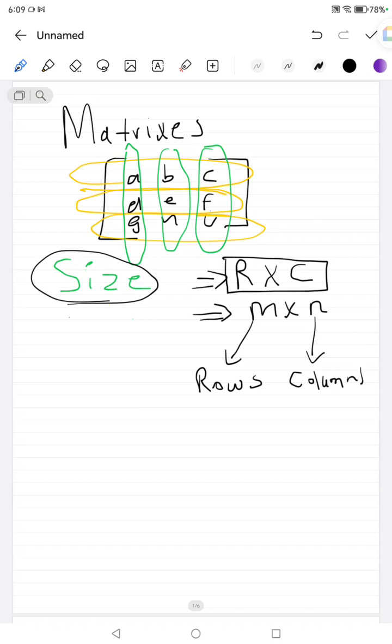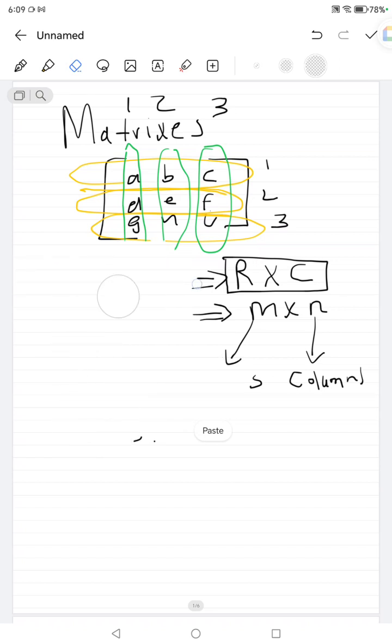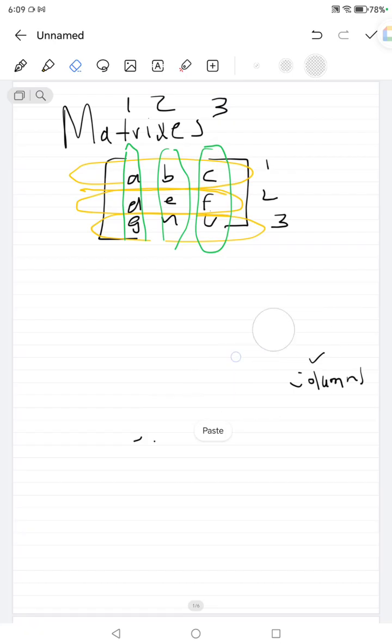For this one, how many rows do we have? We have 1, 2, 3. Then the columns, we have 1, 2, 3. So which means the size of this matrix is a 3 by 3 matrix. As I said, this one would be your row, then this one would be your column. So that's that.